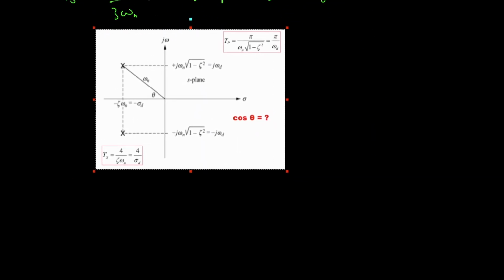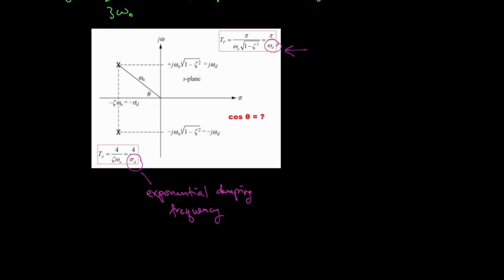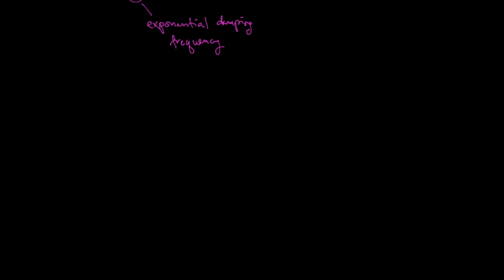Notice that the settling time and peak time are related to the pole location on the S-plane. The settling time is related to sigma d, which is the magnitude of the real part of the pole and is the exponential damping frequency, whereas the peak time is a function of omega d, which is the imaginary part of the pole and is called the damped frequency of the oscillation. Settling time is inversely proportional to the real part of the pole.